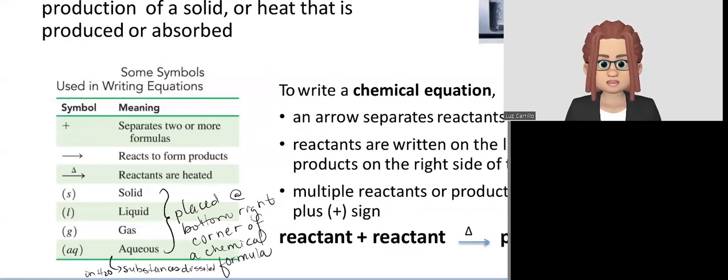Now, there are substances that you can dissolve in water. And if you do dissolve them in water, we put an AQ next to that substance, symbolizing this dissolving event that happened, and we label them aqueous.